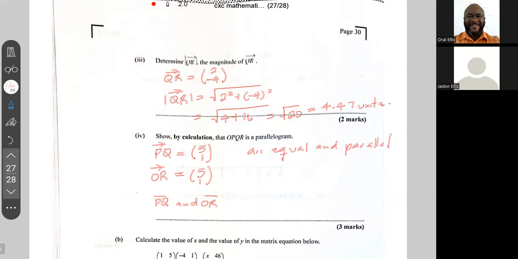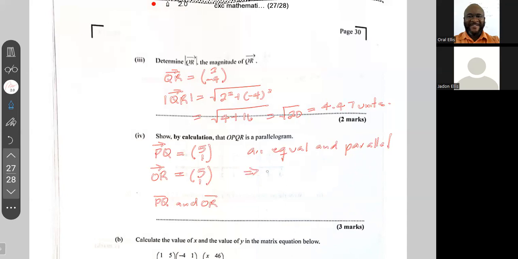Why? They are equal and parallel because OR and PQ are equal vectors. If they are equal vectors, it means that the lines representing the two vectors are of equal length. And because the two vectors are equal, they must be what? Parallel. All right. So these two lines are equal and parallel.